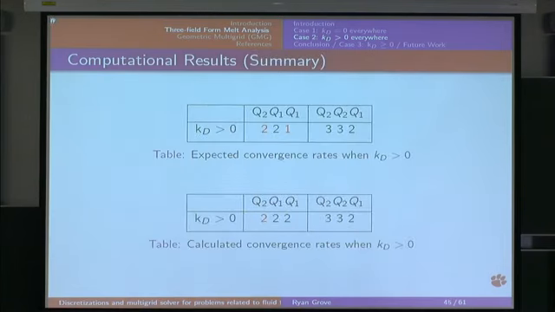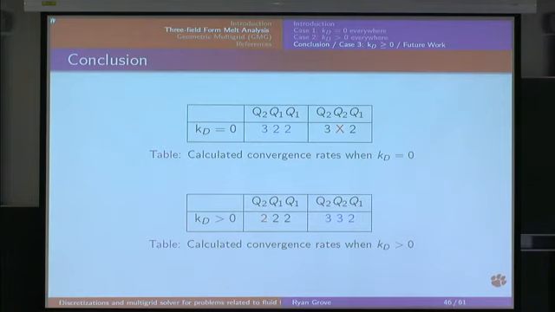All right, so let's summarize what we found. So what we expected for Q2, Q1, Q1 elements was to get rates of 2, 2, 1. But what we actually found in practice was 2, 2, 2. But what we expected for Q2, Q2, Q1 was 3, 3, 2, and we were able to see that in practice.